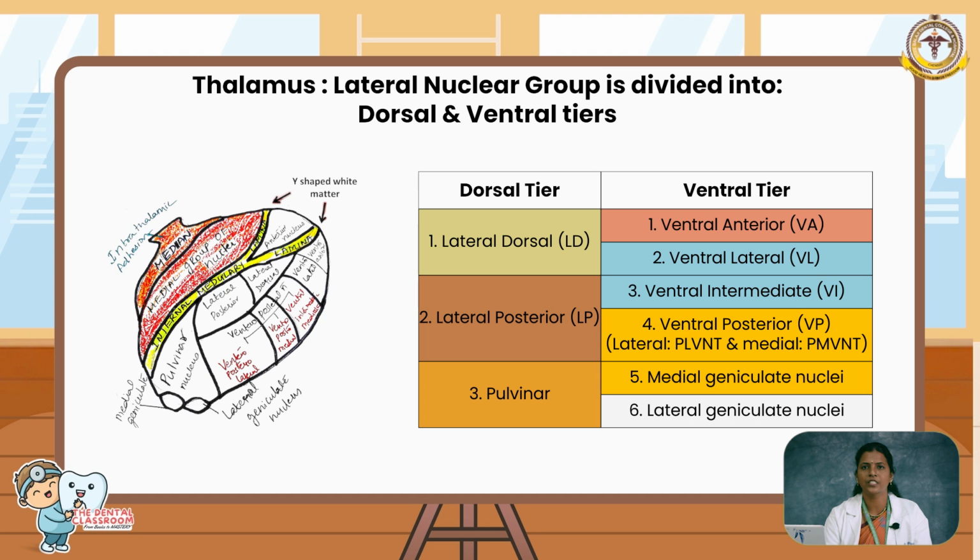The lateral posterior, the lateral dorsal, the ventral anterior, the ventral lateral, and the ventral posterior nuclei, which consist of three types of nuclei: the ventral posterolateral, ventral posteromedial and ventral intermediate nuclei. At the back portion you have the pulvinar. Below the pulvinar you have the medial geniculate body and the lateral geniculate body.